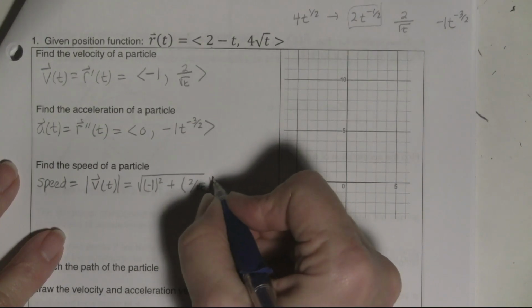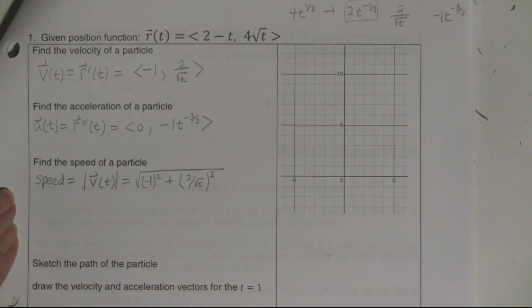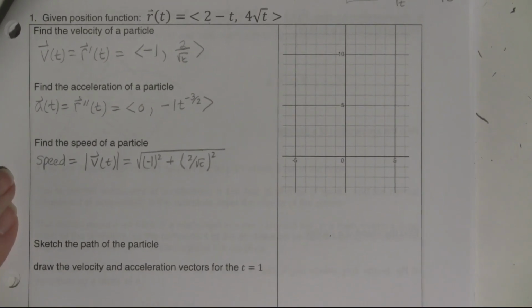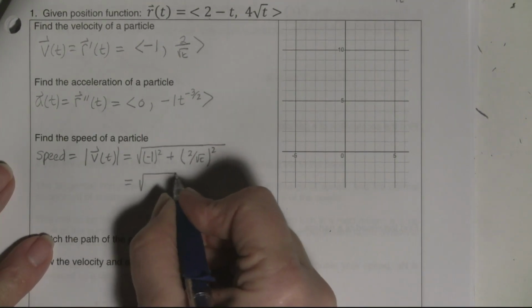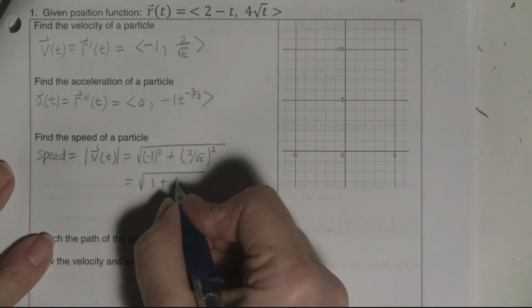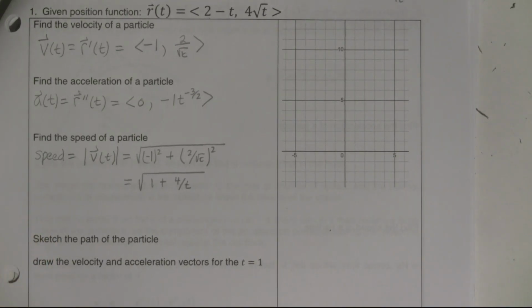So I'll look at that. Square the pieces there. And so I'm going to have 1, and then here I'm going to have 1 plus 4 over t. And I might not be able to help myself but get a common denominator and make that look a little bit better.